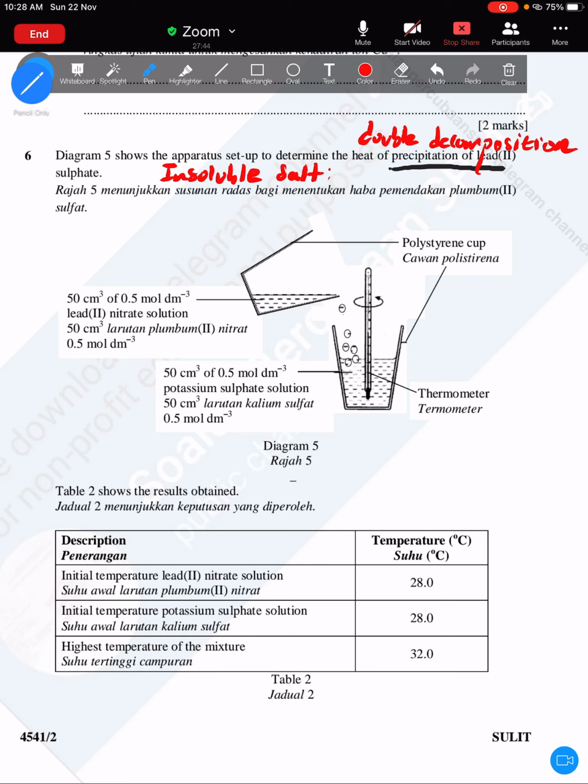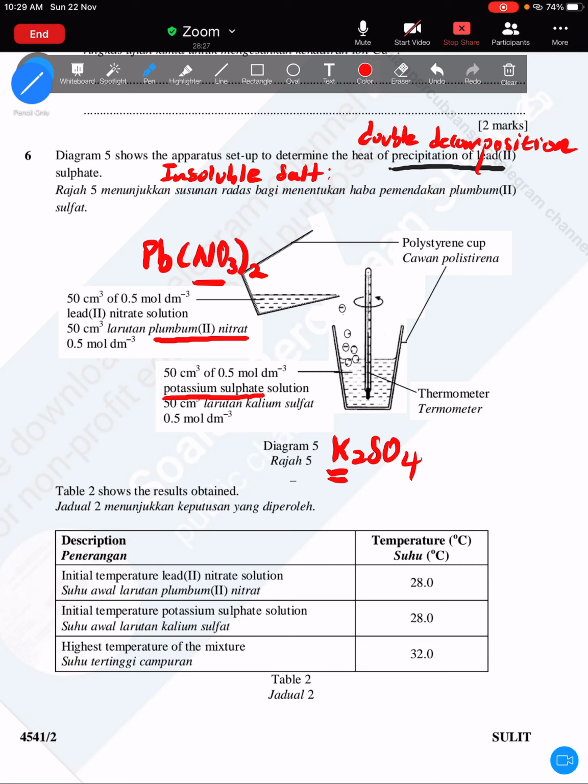Okay, in this particular question, I'm using plumbum nitrate. What is the formula of plumbum nitrate? Of course, Pb(NO3)2, plumbum nitrate. And I also have potassium sulfate, which is K2SO4. Both are soluble salts. Why? The first one has a nitrate, and nitrates are soluble salts. The second one has potassium, and potassium is a soluble salt.